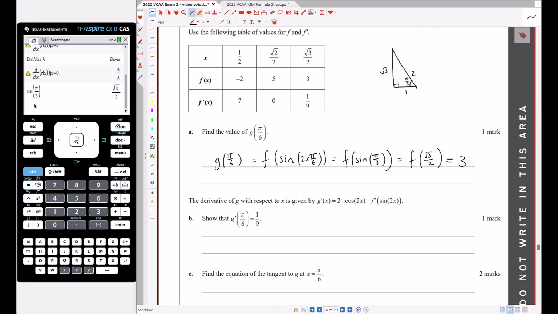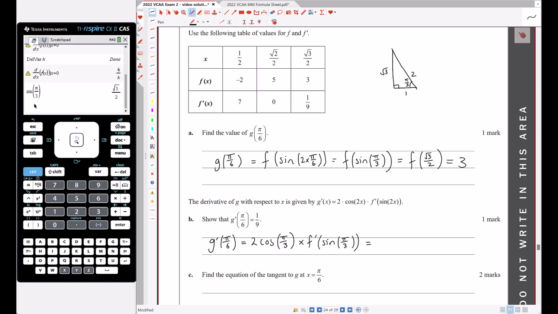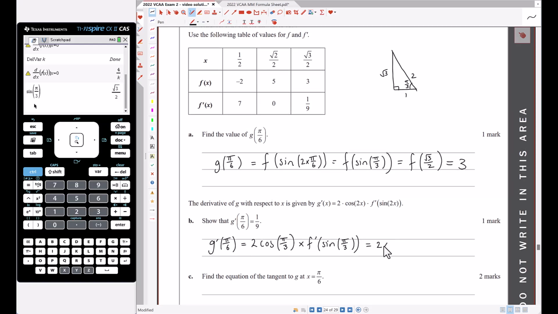The derivative of g with respect to x is given by this. Show that g dash at pi on 6 is 1 on 9. So we just need to do the same thing we did above. g dash at pi on 6 means we're going to have 2 times cos of 2 times pi on 6, that's pi on 3, multiplied by f dash at sine of pi on 3. Cos of pi on 3 is a half, so that's 2 times a half times f dash at sine of pi on 3, which is root 3 on 2.